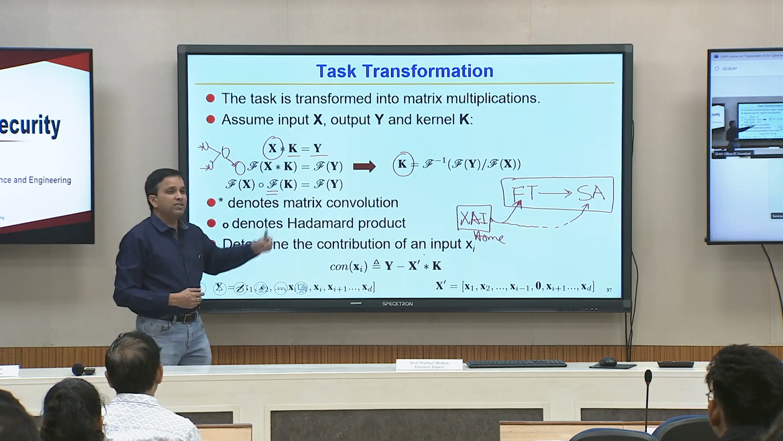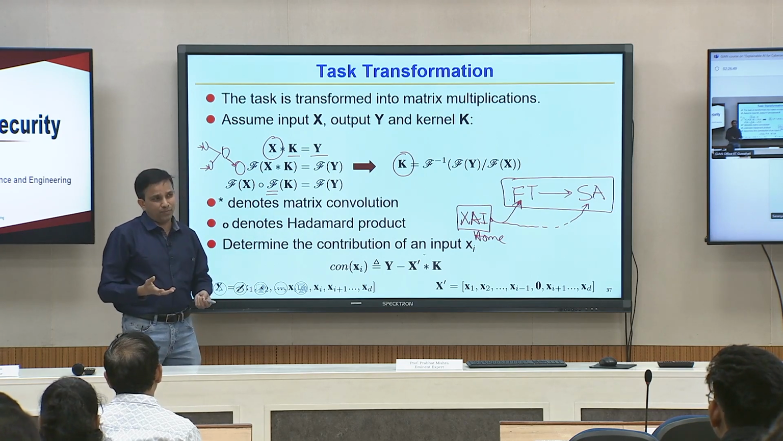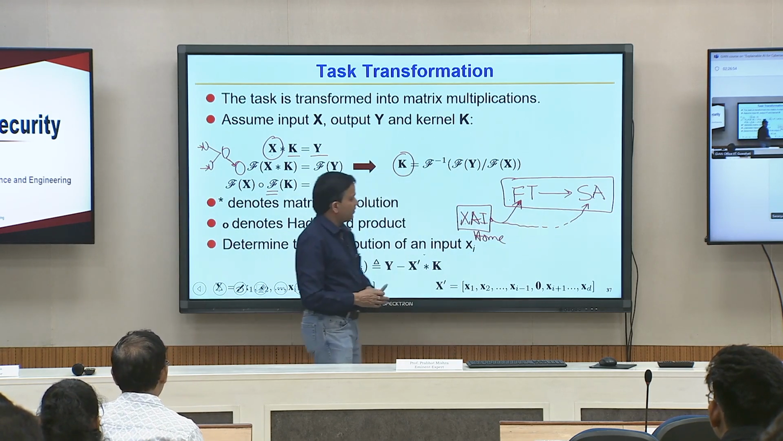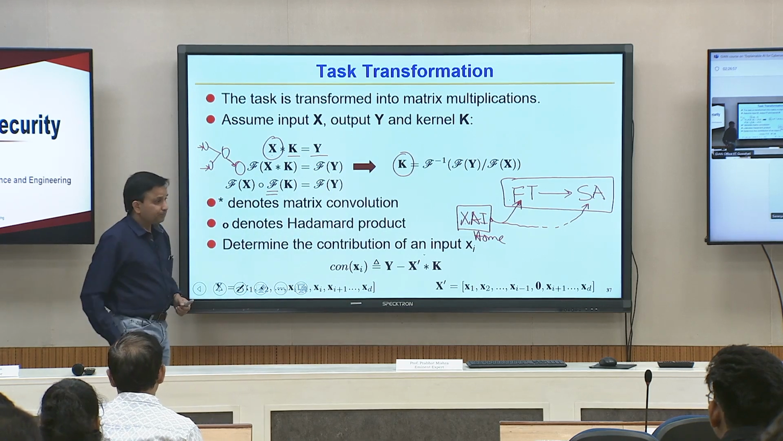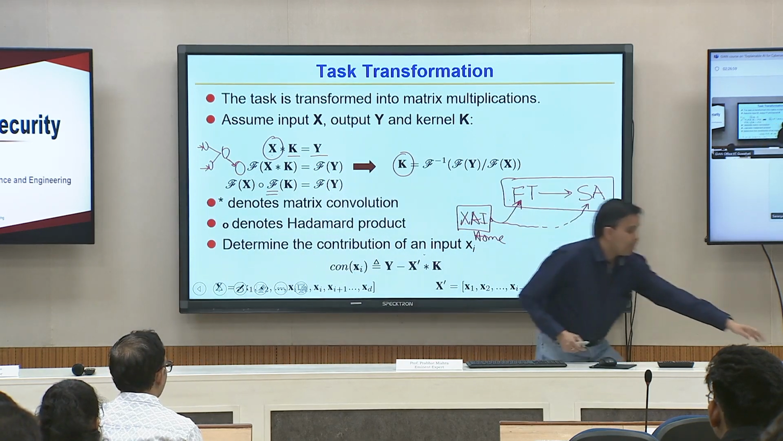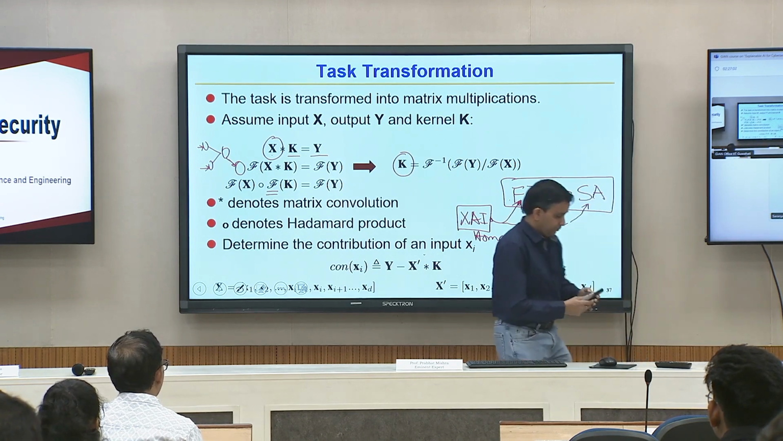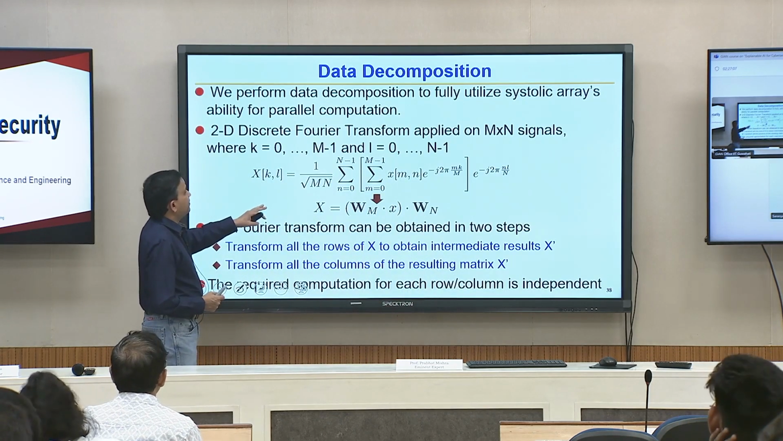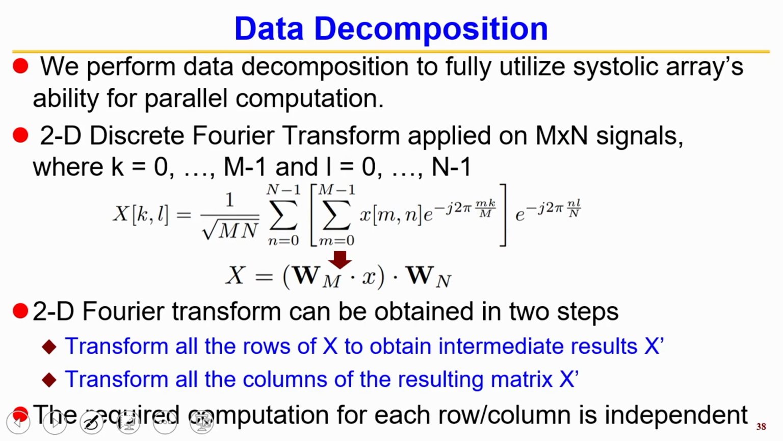Now, any other questions on this basic idea of why we are doing task transformations? We do not know how to go from here to here if we want to use the tensor processing unit. The next step is data decomposition. Again, a lot of equations, and I am not going to get into that. For the 2D discrete transformation, we are applying it on this M and N signal, and we are trying to divide this data in such a manner that it is parallelism friendly, which is what we are going to do in the next step.